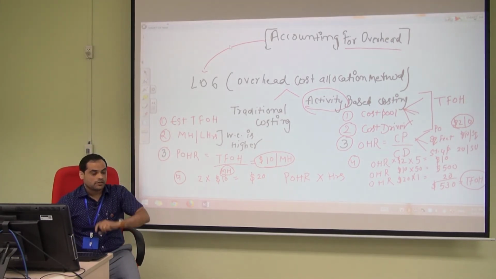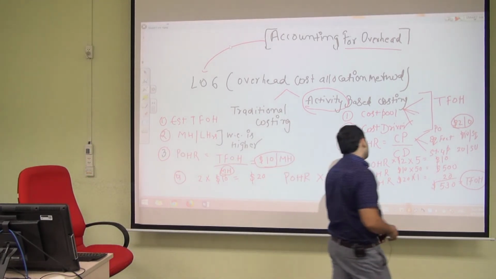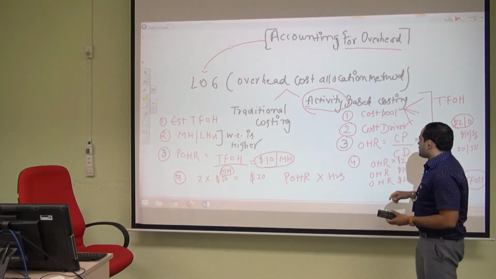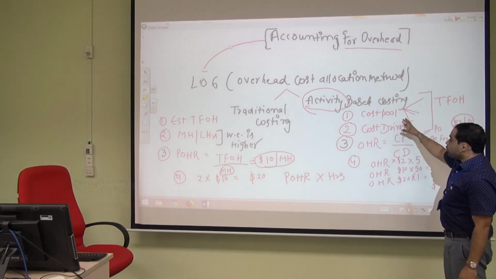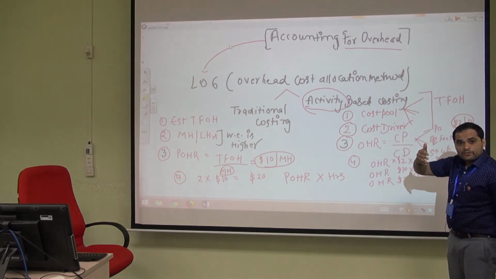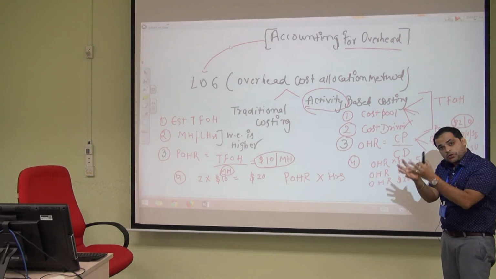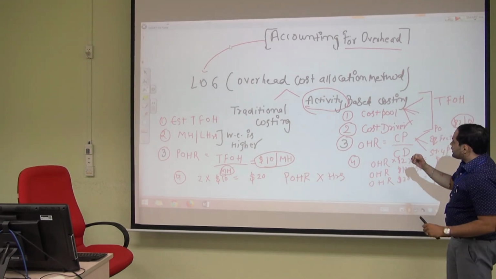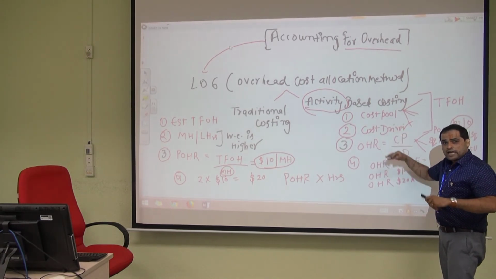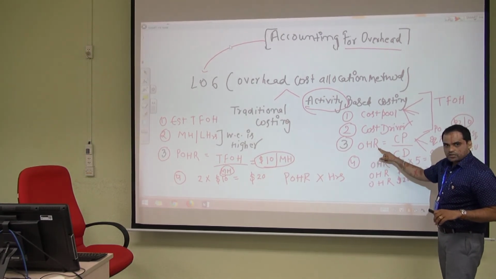Keep this in mind. So I repeat again. We have a cost pool, cost driver, and overhead rate. The cost pool is the various activities associated with the total factory overhead, and the combination of all activities is your total factory overhead. Then we have a cost driver, any kind of action or event that increases or decreases your cost.